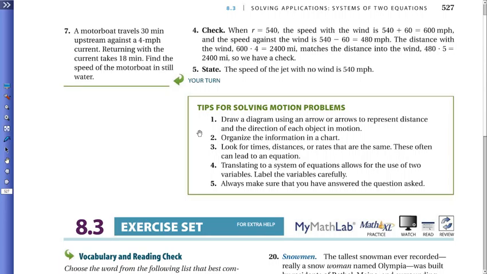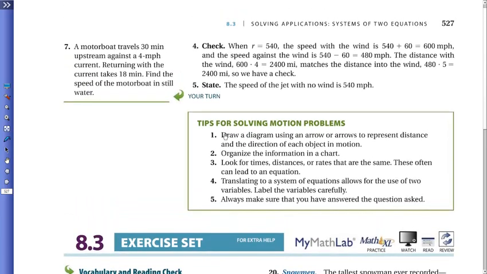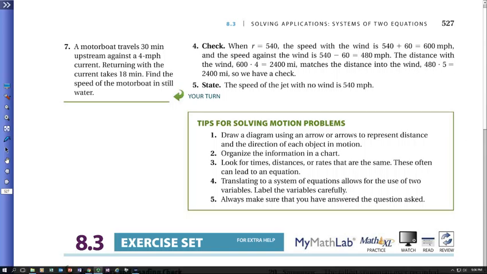So that's the end of Chapter 8 that we're going to cover for this course. And so we'll have a test over just these 3 sections, or quiz, then a chapter test. So here we go.